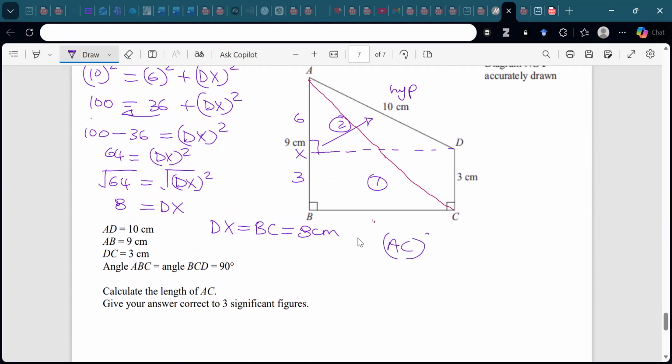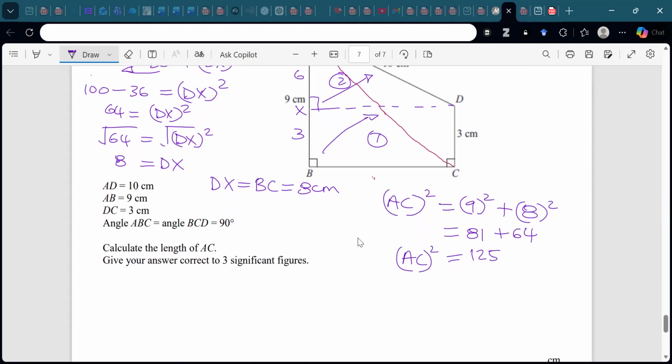So AC, which is now the hypotenuse of the triangle, is going to be equal to 9 squared, which is from A to B, plus B to C, which is 8 squared. So we're going to get 81 plus 64, which is going to give us 125. So AC squared is equal to 125.